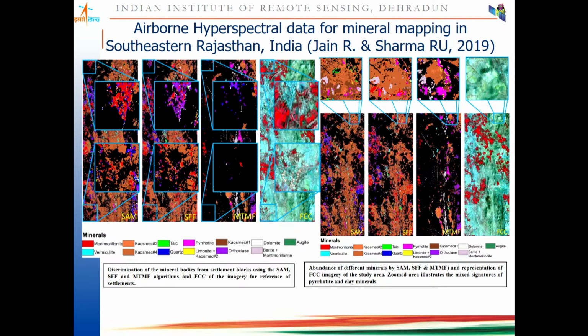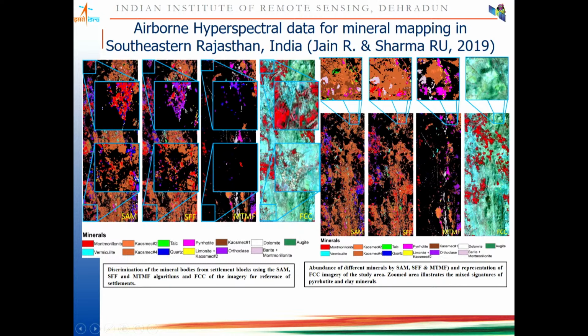This is another paper of ours. So what we have done, we have tried different mapping algorithms used for hyperspectral data. This we have done for the IIRS in the Rajasthan area, southeastern Rajasthan. So we have tried different algorithms like SAM, SFF, MTMF, and FCC, and this is the FCC of the area.